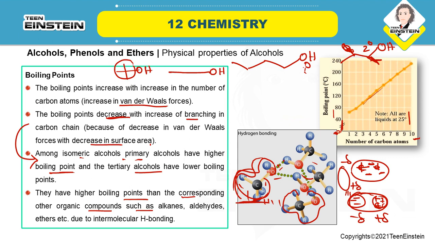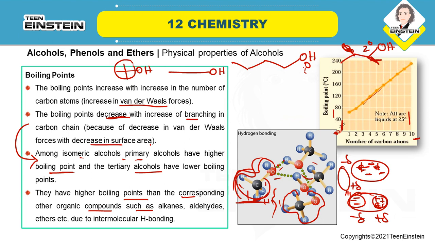Okay, so this is possible between 2 alkyl groups. So that is the reason when you are increasing the alkyl group, that is you are increasing the number of carbon atoms, then also van der Waals interaction increases. So to break all these van der Waals interactions, you have to put more energy.